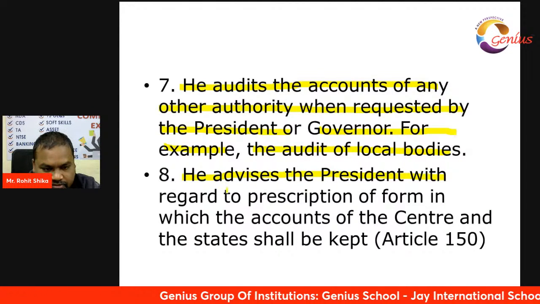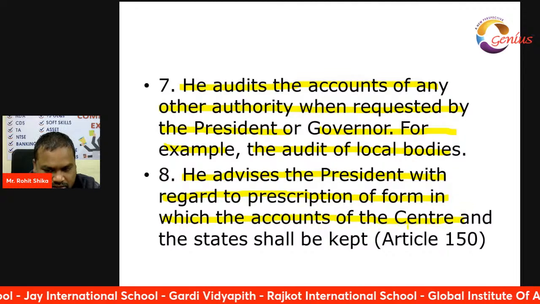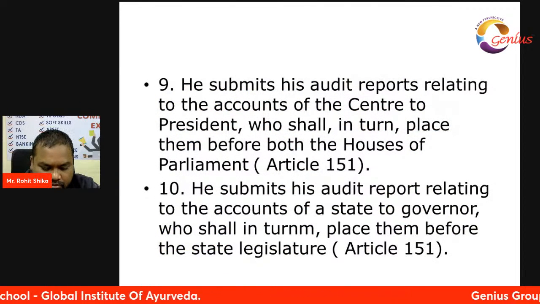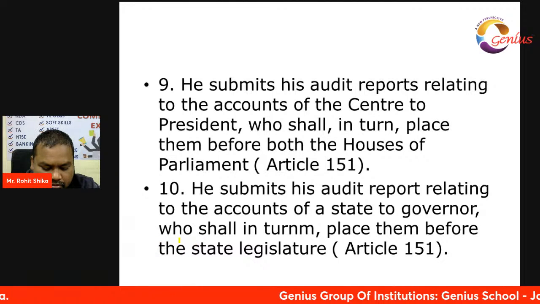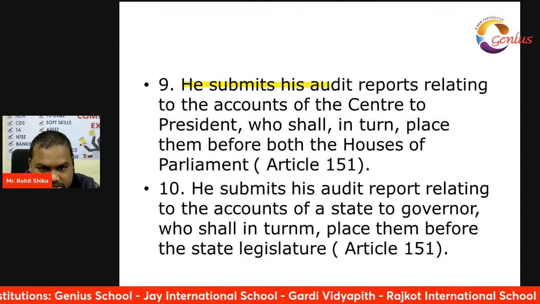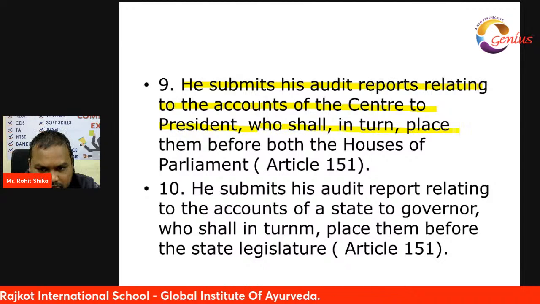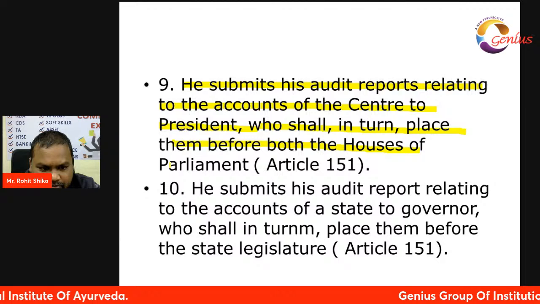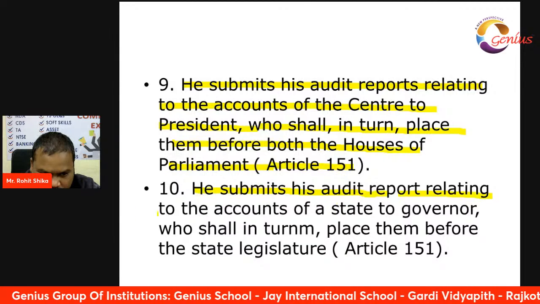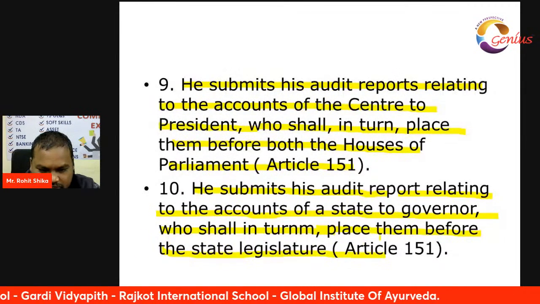He advises the president with regard to prescription of the form in which the accounts of the center and the state shall be kept, according to Article 150. He submits his audit report relating to the accounts of the center to the president, who shall in turn place them before both the houses of Parliament, according to Article 151. He submits his audit report relating to the accounts of the state to the governor, who shall in turn place them before the state legislature, Article 151.